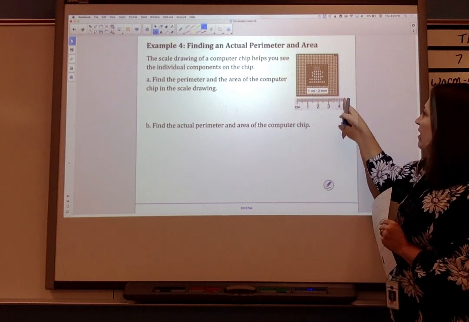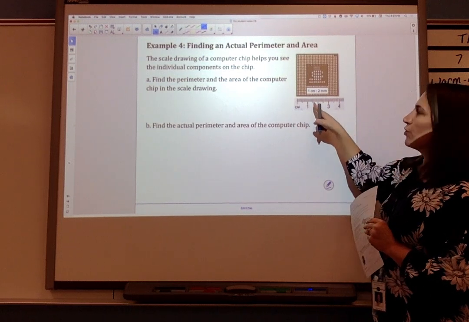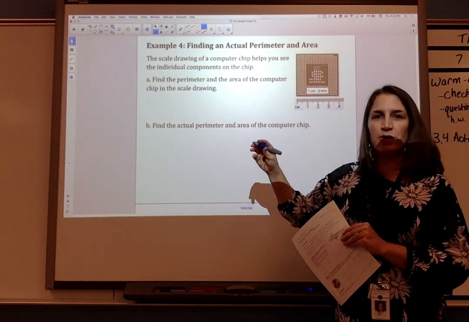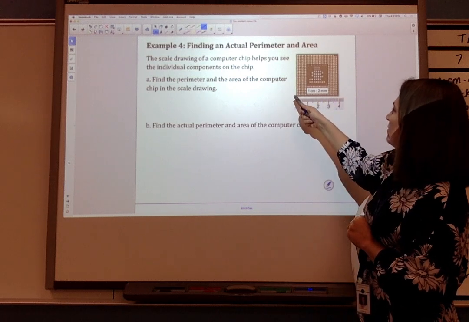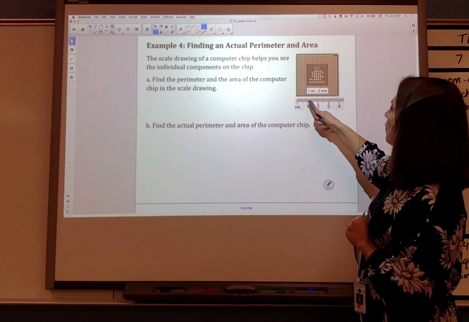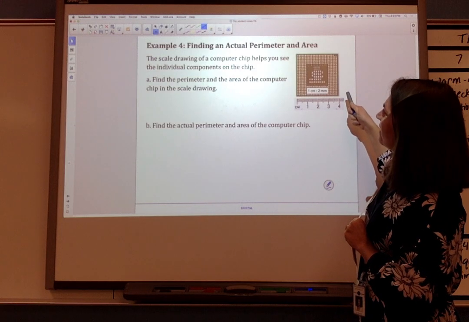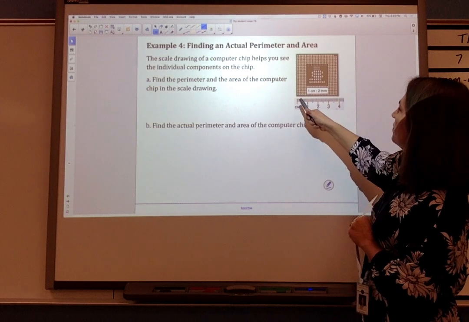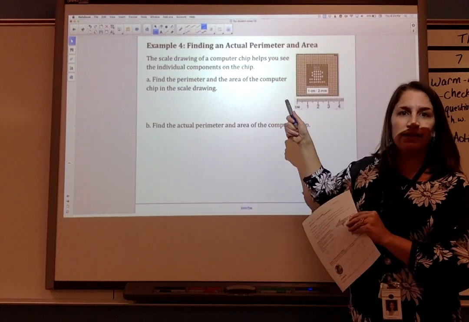So we can see that we have this centimeter ruler here, which is blown up so that we can see it, but it should be approximately accurate on your paper. And we can see that in the drawing, this is 4 centimeters long. And I believe it's a square. They don't tell us that, but this is a square. So it's 4 centimeters on every side.